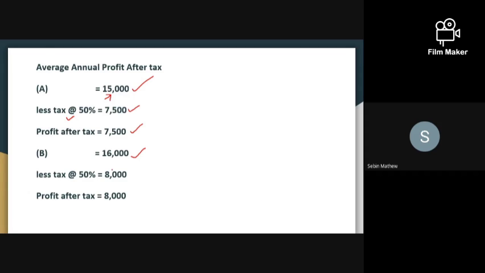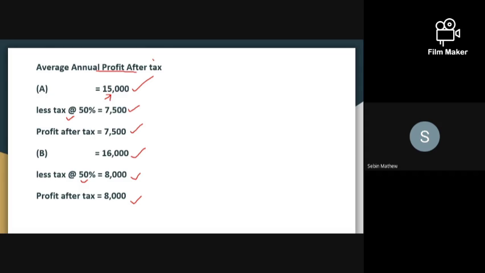Okay, 16,000, and what is the tax percentage? 50%. So what will 50% of 16,000 be? 8,000 rupees. So what will be the profit after the tax? That also will be 8,000 rupees. So are you clear with this calculation? So it is the average annual profit after tax calculation.